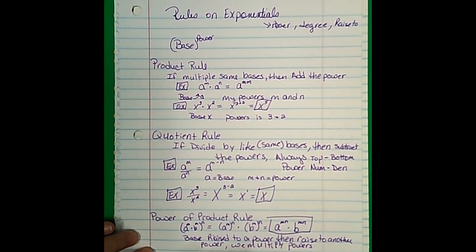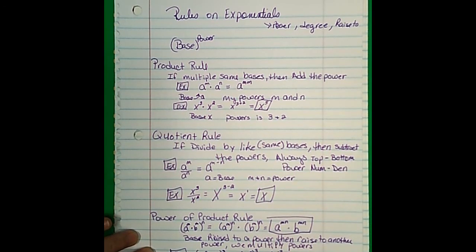So let's say that I have x squared times y to the first, which we don't write the 1, but I'm going to in this case, and it's all cubed. Then that means I'm going to take everything in that parentheses and I'm going to cube it.